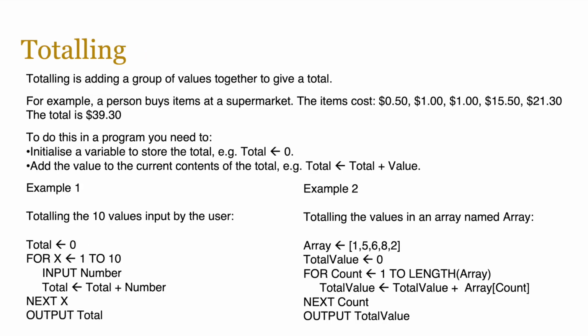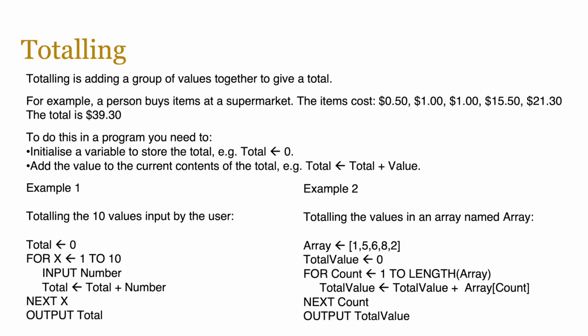Okay, that's enough about sorting. Let's move on to totaling. Totaling is easy. It's just adding a group of values together to give a total. You might have 10 values in an array and you might need to output the total for that. Or you might want the user to input values and add them all up and output the total. But whatever you want to do, the process is that you're going to initialize a total variable and set it to 0, because at the beginning the total will be 0.